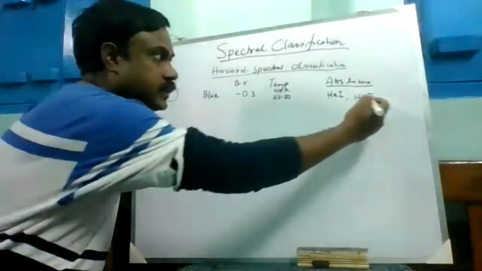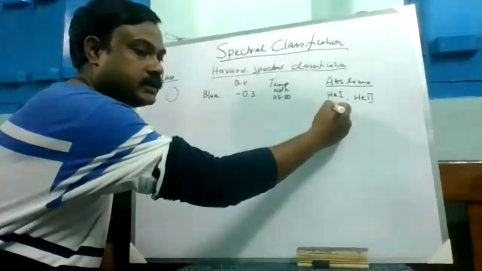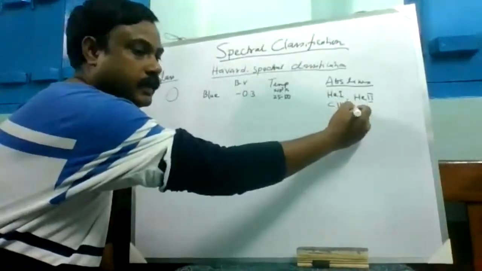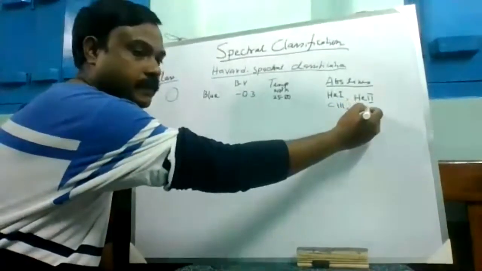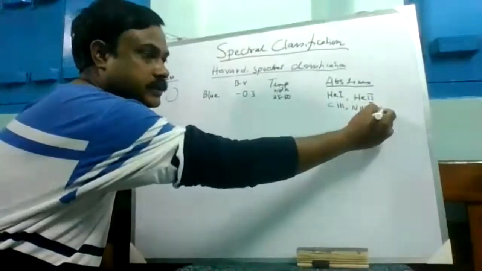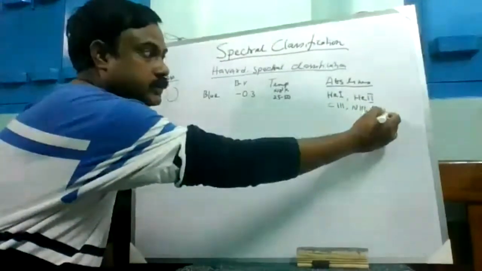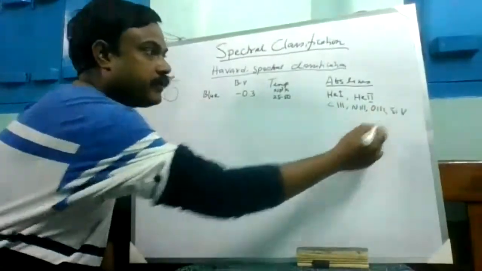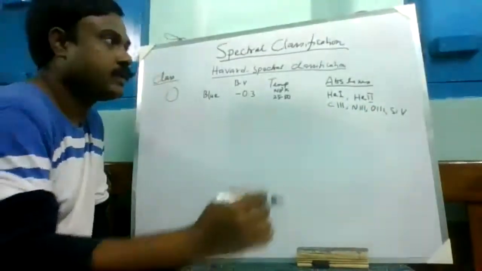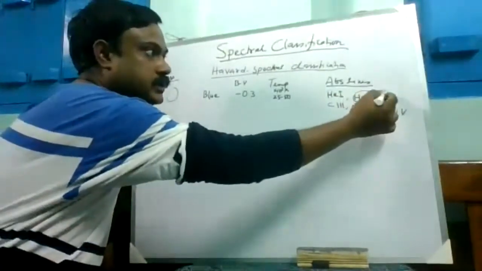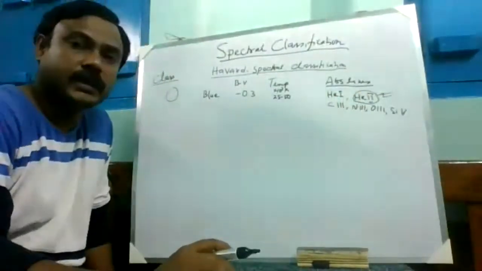In addition, there are carbon lines, carbon 3, nitrogen 3, oxygen 3, silicon 5. These lines are there, but the most prominent lines are helium 1 and helium 2. This is the most prominent line here.